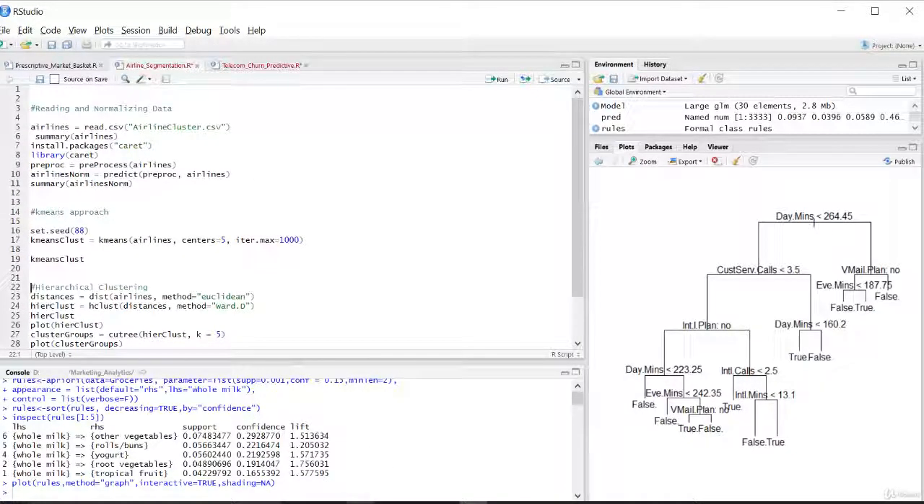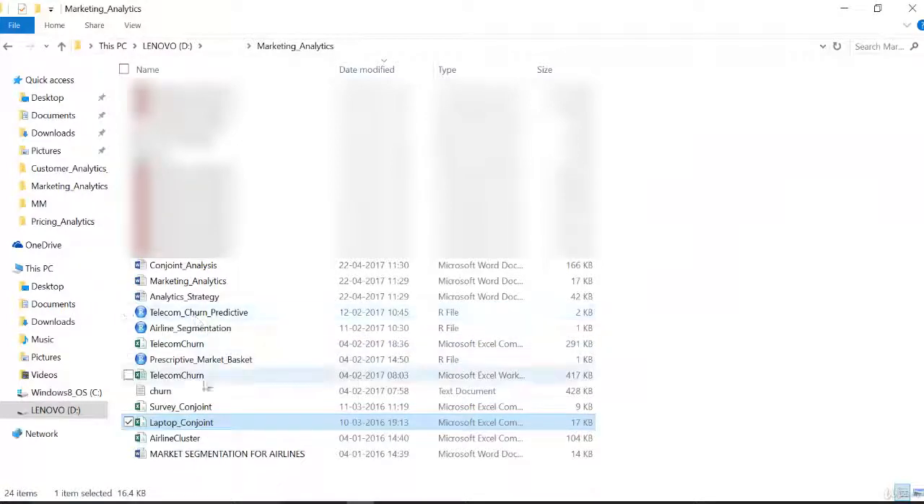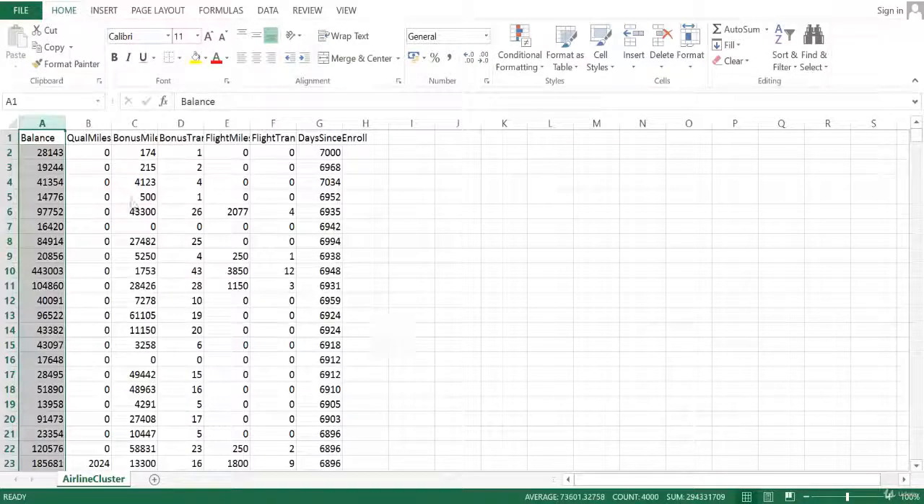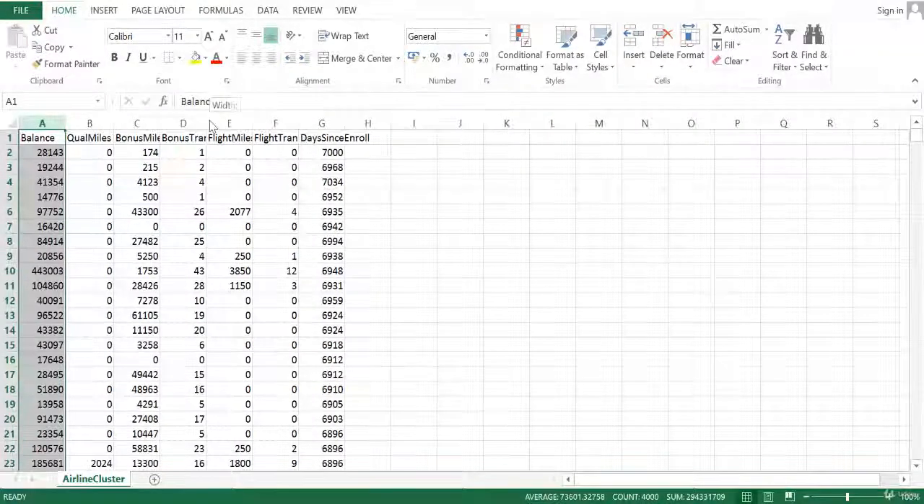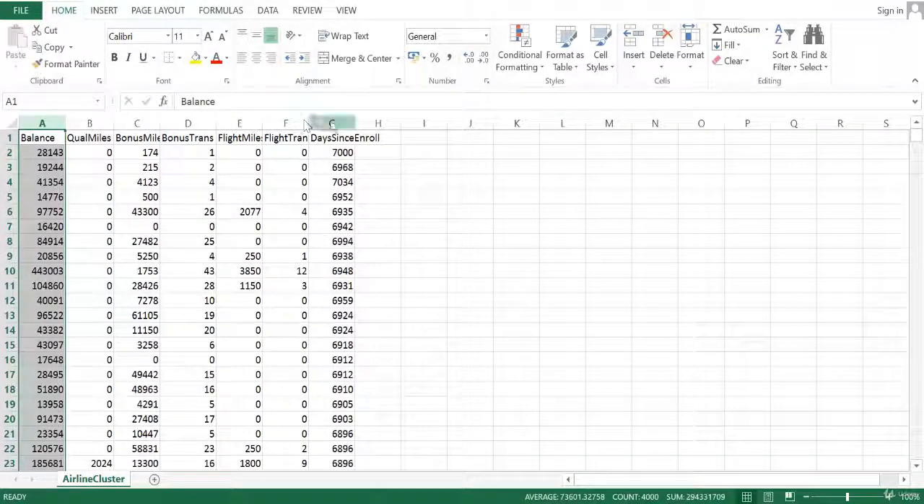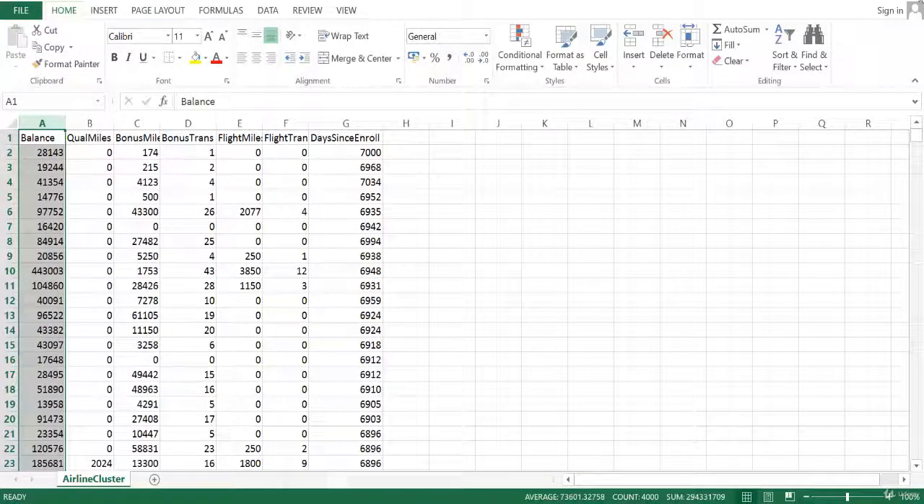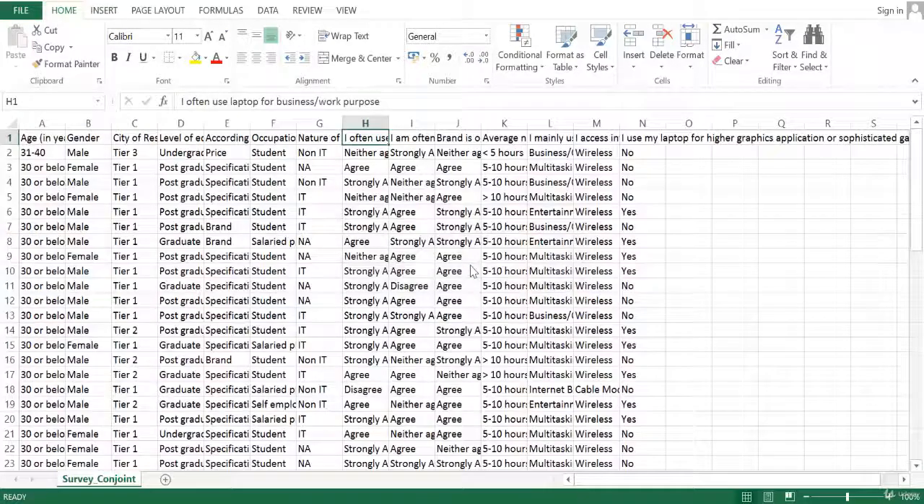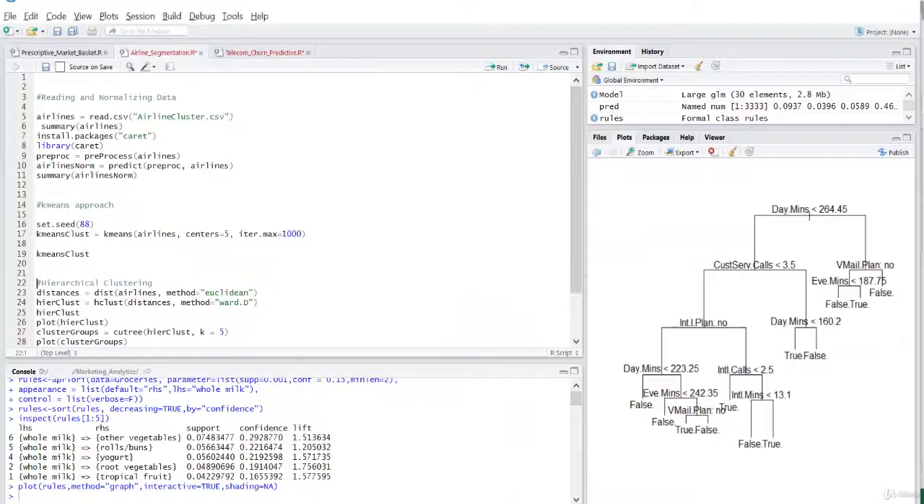We have the raw data set with around 4,000 respondents and all the variables which we currently saw: qualifying miles, bonus transaction, flight miles, flight transaction, days since enrolled, how many days since the customer has enrolled for the frequent flyer. So this is my underlying data set of the 4,000 customers which we were talking about.